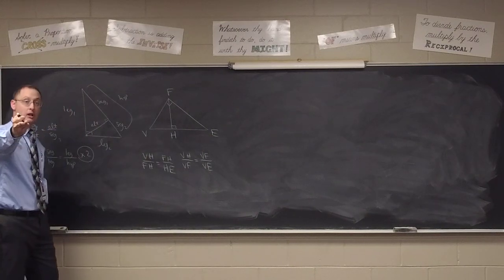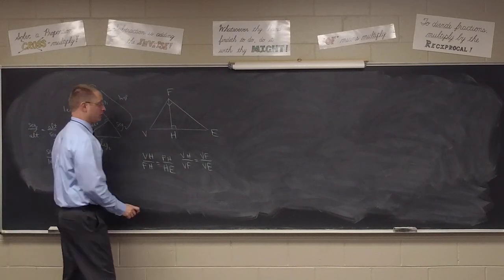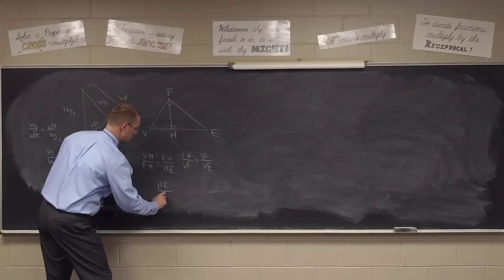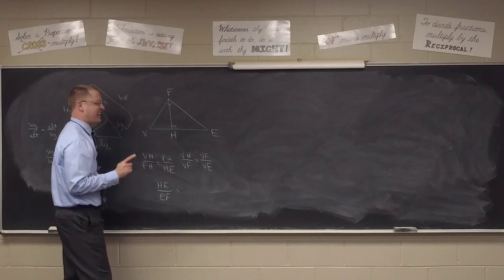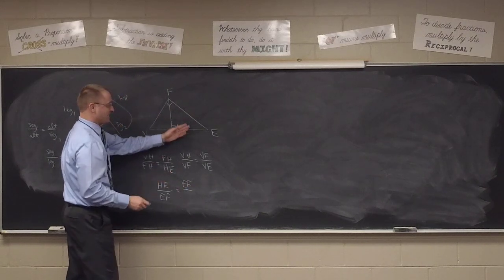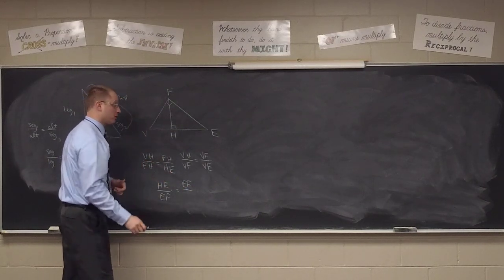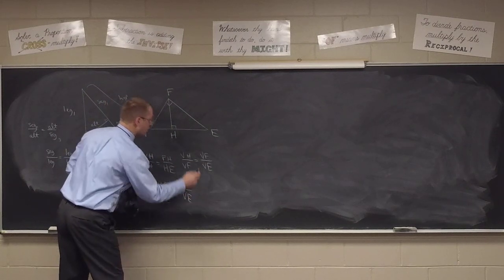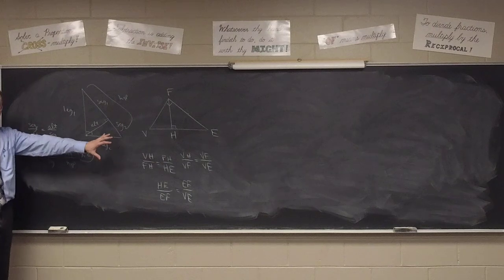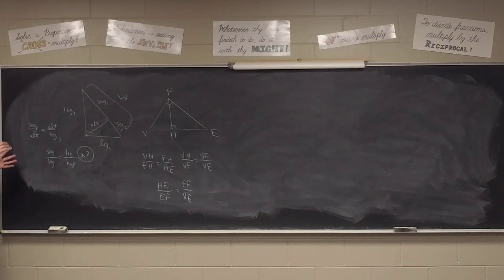And then what about the last one, Kendall? HE is to EF as EF is to VE. Sorry, I thought I heard you say VF for a minute. Okay. HE is to EF, EF is to VE. Good. Segment is to leg as leg is to hypotenuse. So three different proportions there. All right. Questions on these different pictures and proportions?